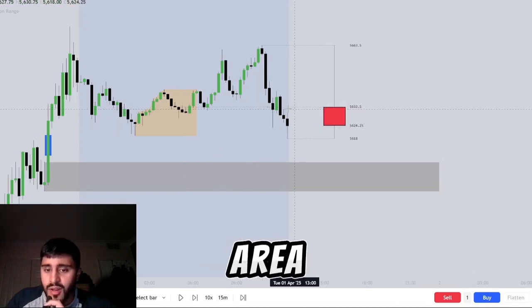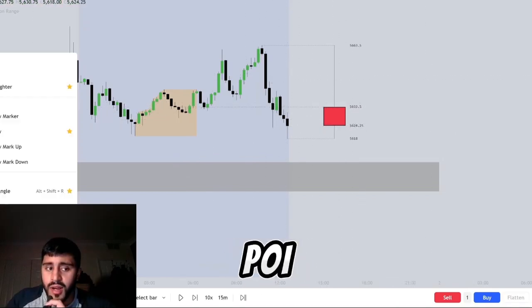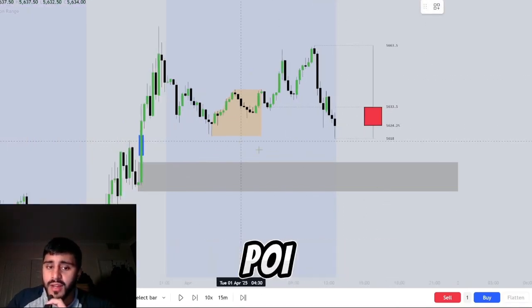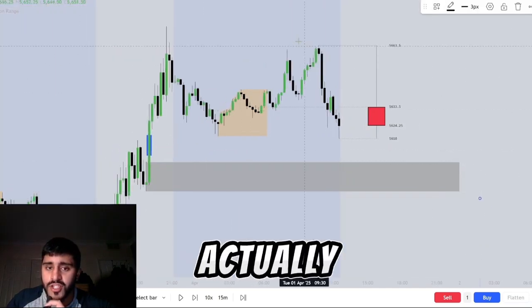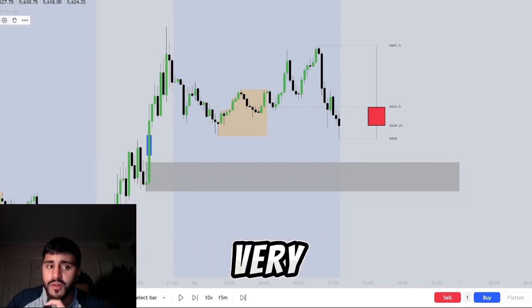You can see is this area over here, this line over here. So this POI is a high probability POI. Now, why is it a high probability POI? So if we break down what's actually happened over here, right? What's happened is very, very simple.